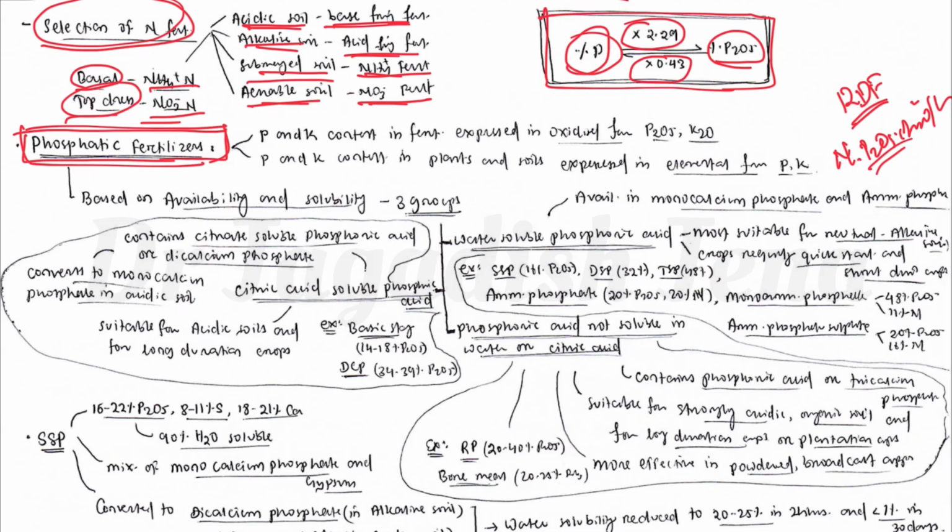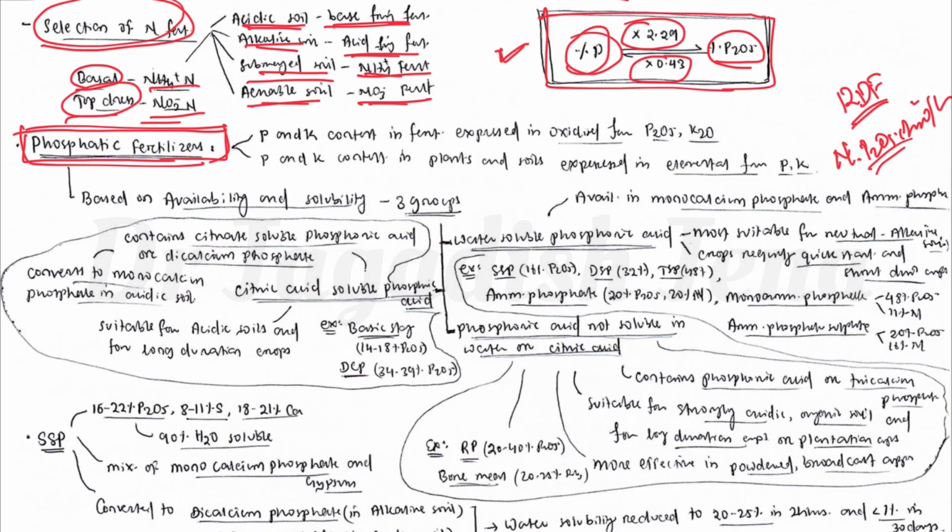Again, I am repeating. If you want percentage P2O5, that means phosphorus in oxidized form, you multiply 2.29 with the elemental form of phosphorus, or percentage P. If you want to get percentage P, the elemental form, from the oxidized form, percentage P2O5, you multiply 0.43 with percentage P2O5.